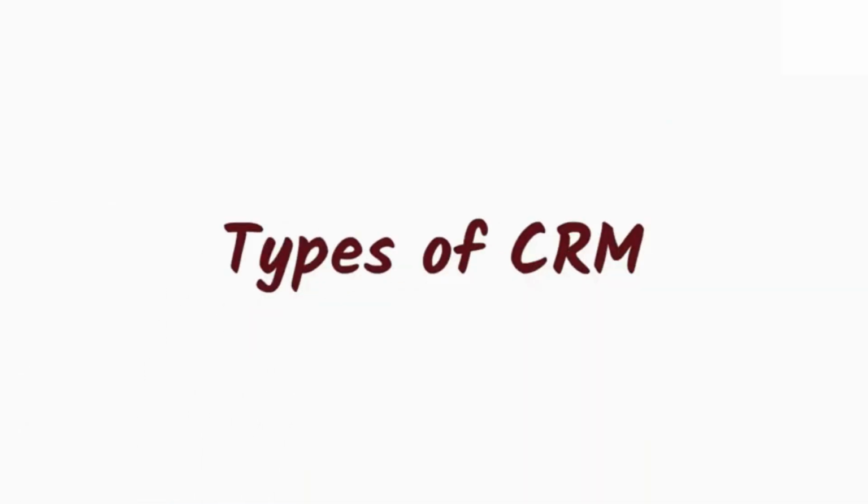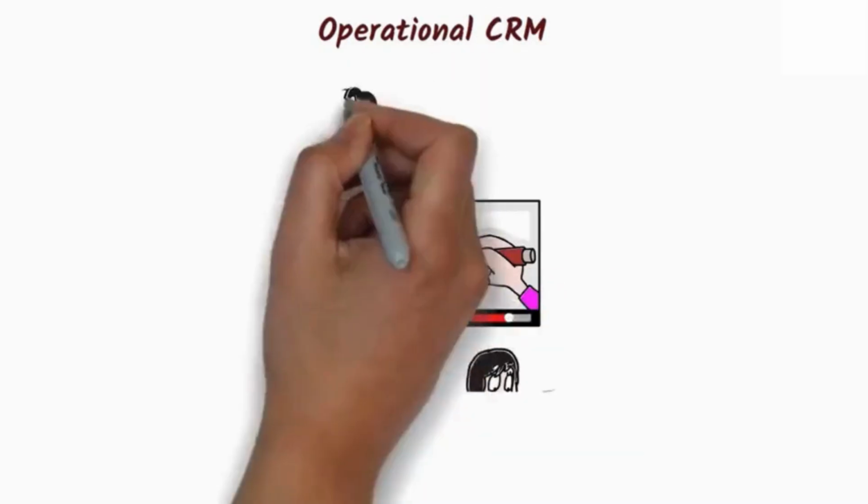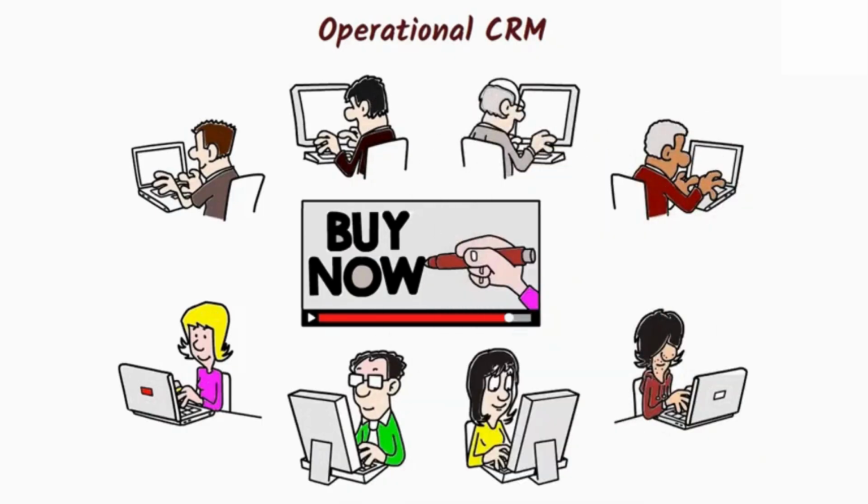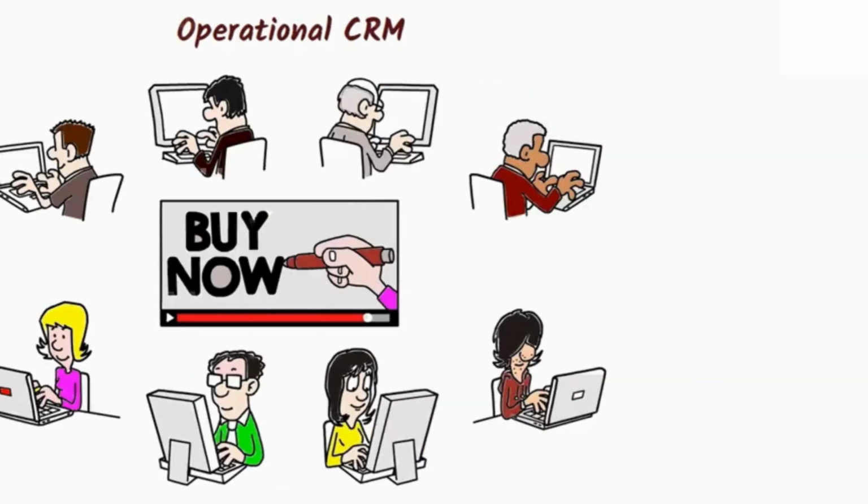Types of CRM. Operational CRM. Operational CRM focuses on automating and improving the operational aspects of customer interactions. It consists of three key components.